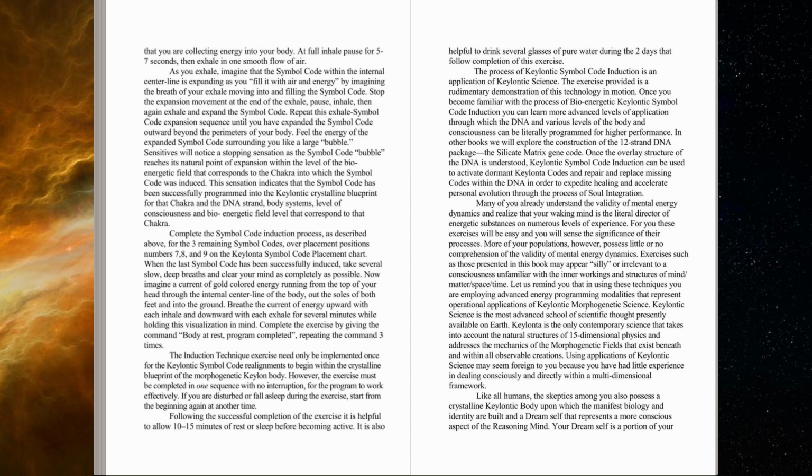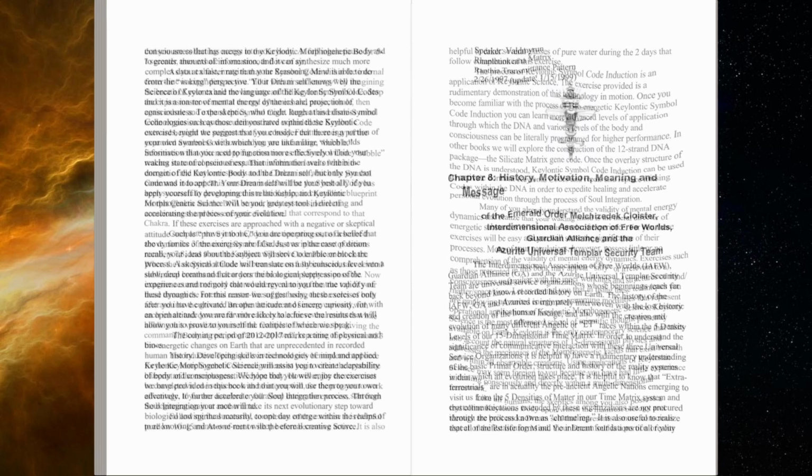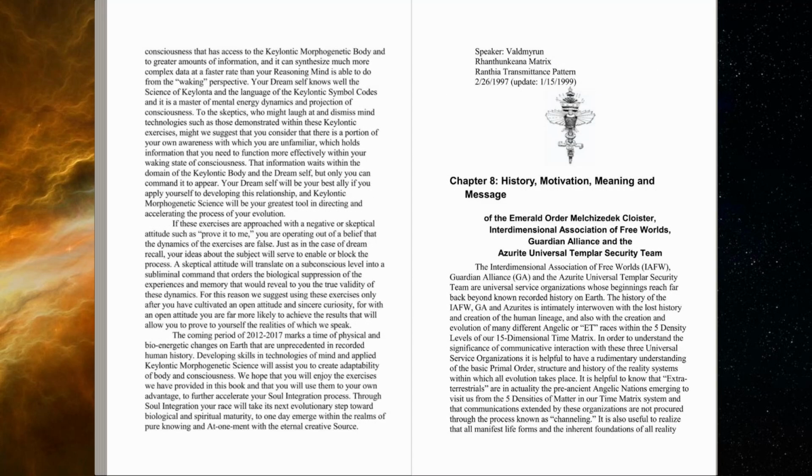Like all humans, the skeptics among you also possess a crystalline Keylontic body upon which the manifest biology and identity are built, in a dream self that represents a more conscious aspect of the reasoning mind. Your dream self is a portion of your consciousness that has access to the Keylontic morphogenetic body and to greater amounts of information, and it can synthesize much more complex data at a faster rate than your reasoning mind is able to do from the waking perspective.